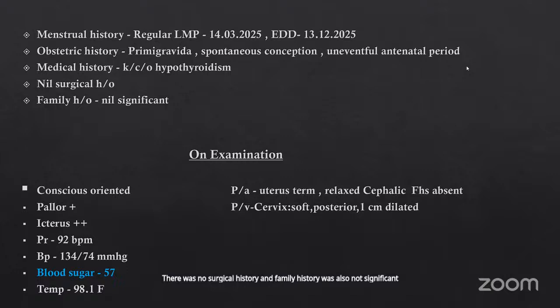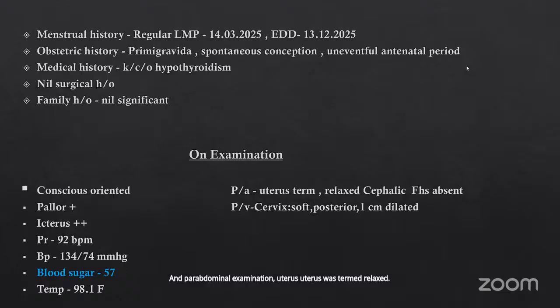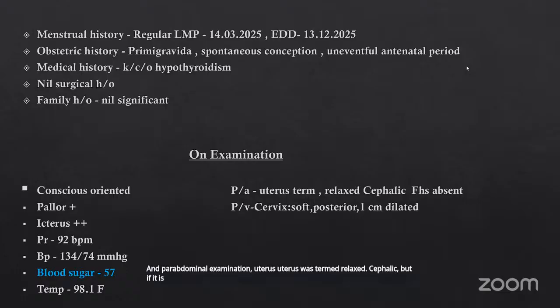On examination, patient was conscious and oriented, and she was pale. Icterus was present. Pulse rate was 92 beats per minute, and BP was 134/74 millimeters of mercury, and blood sugars were 57. Temperature was 98.1 degree Fahrenheit, and per abdominal examination, uterus was term, relaxed, cephalic, but FHS was absent, and on PV examination, cervix was soft, posterior, and 1 centimeter dilated.